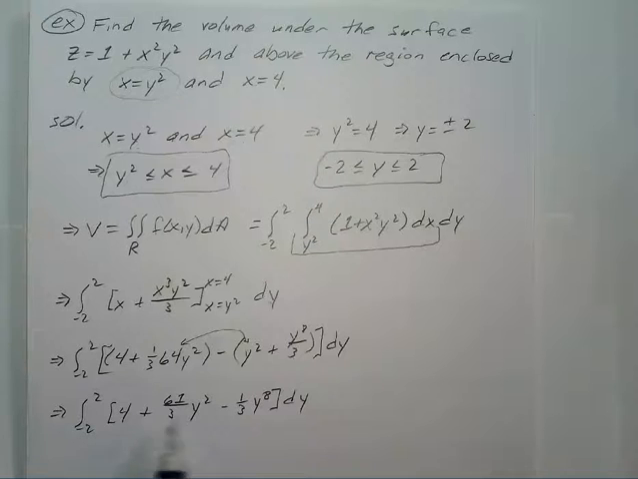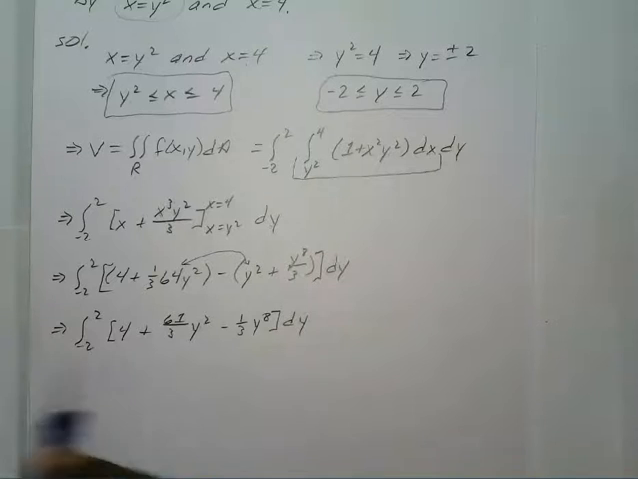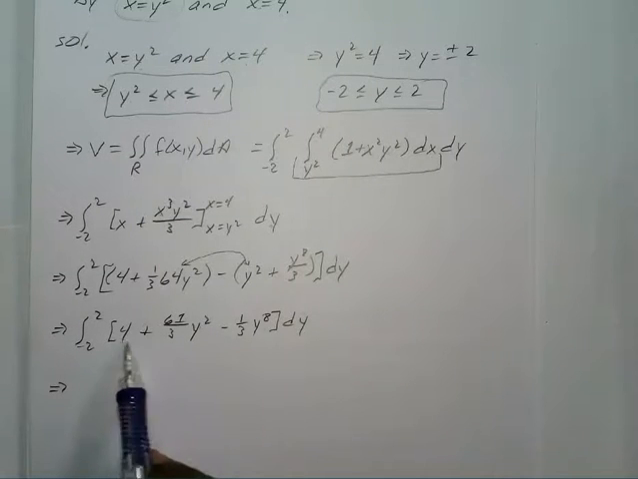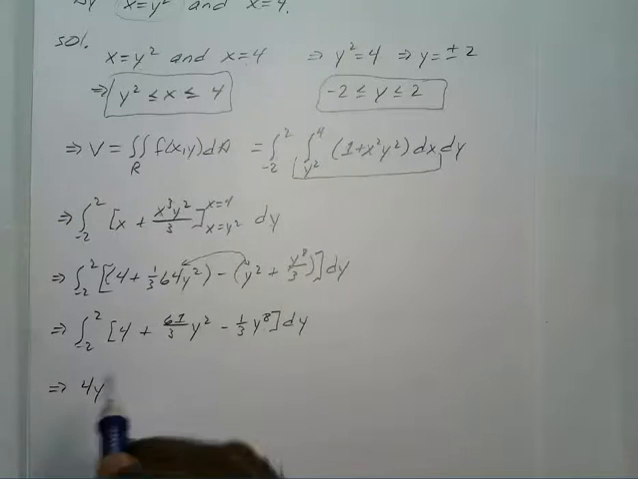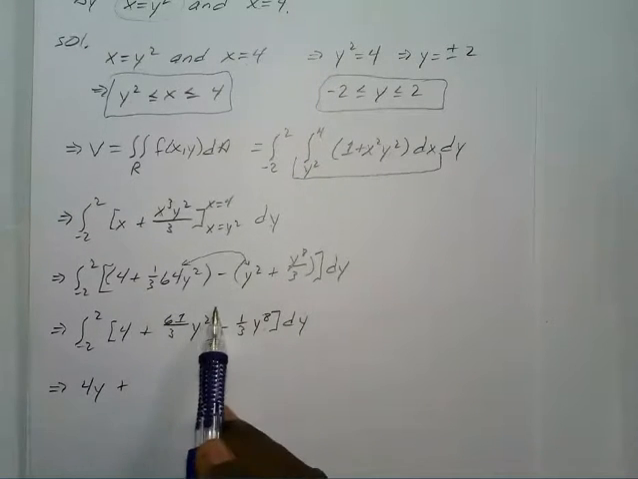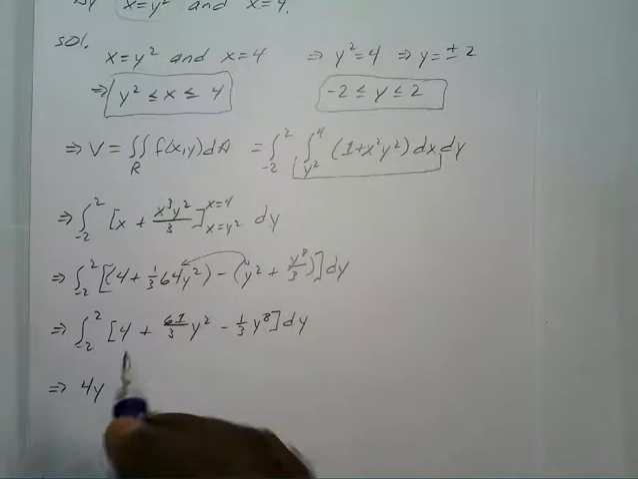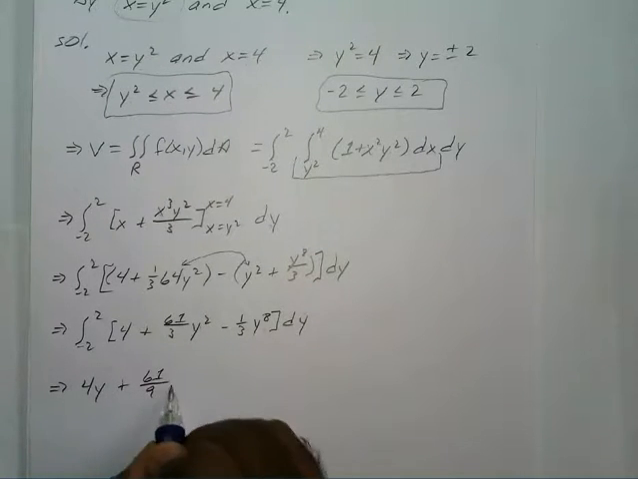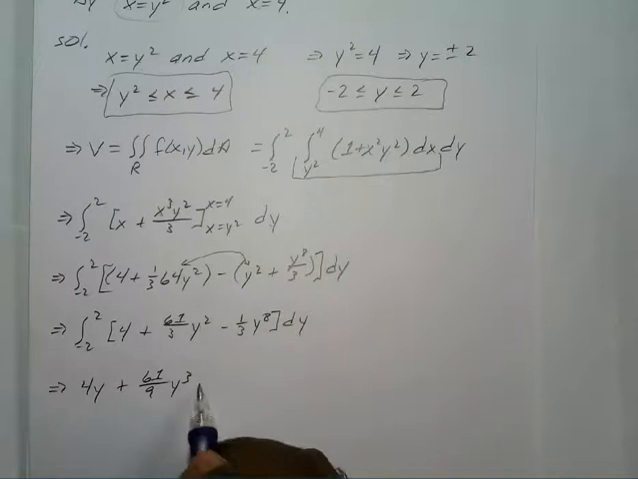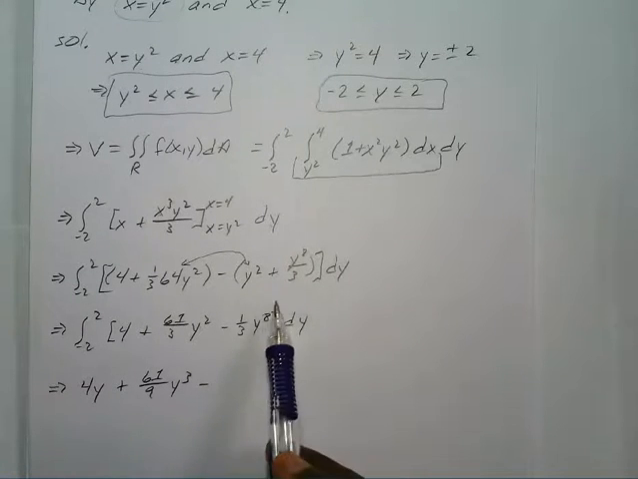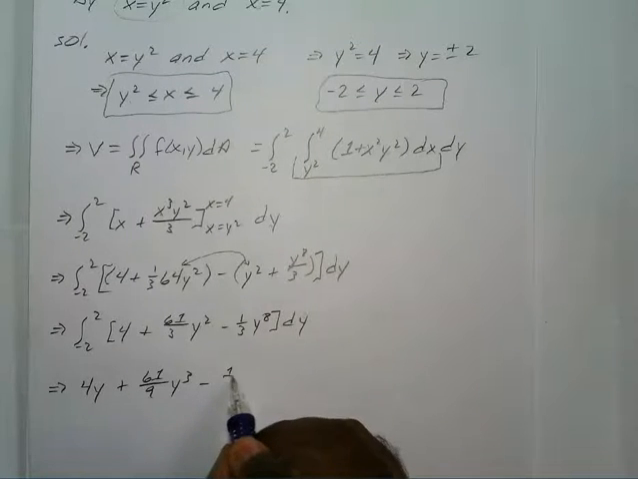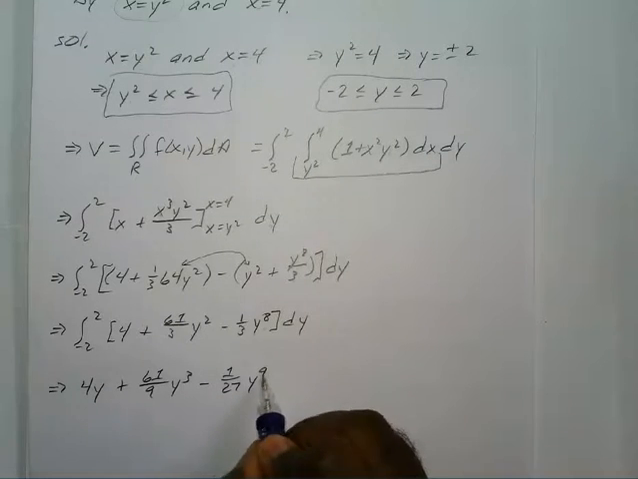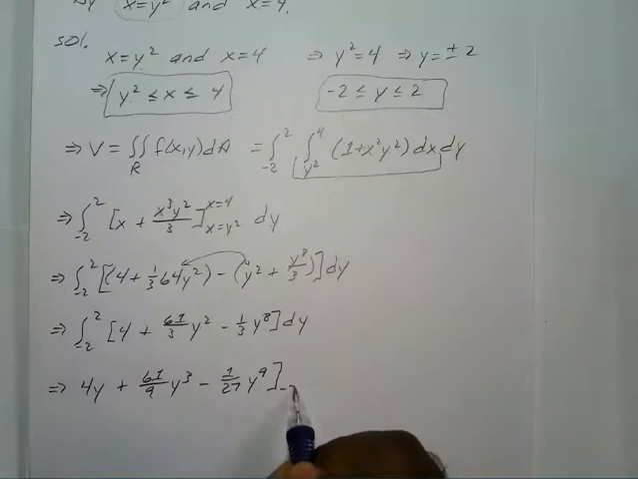Now we integrate all three terms with respect to y. 4 integrated with respect to y is just 4y, plus y squared is y to the third over 3. You multiply that by that denominator, you get 61 over 9 y to the third, minus, this is y to the 9th over 9, multiply that 9 by the 3, so you get 1 over 27 y to the 9th power. And that's from -2 to 2.